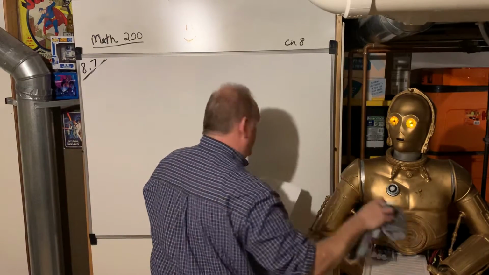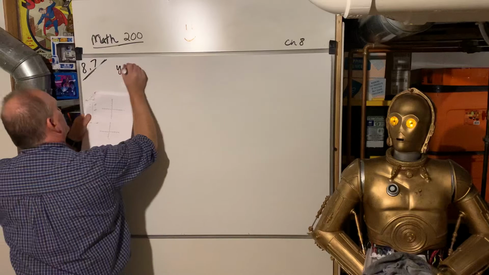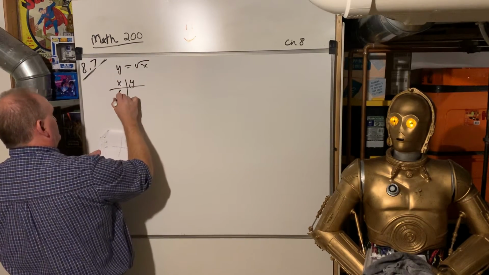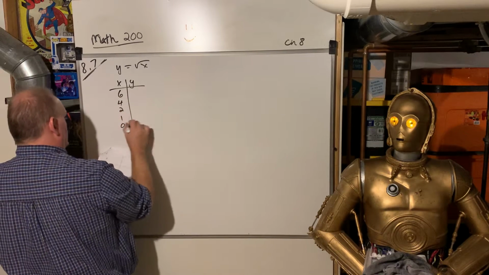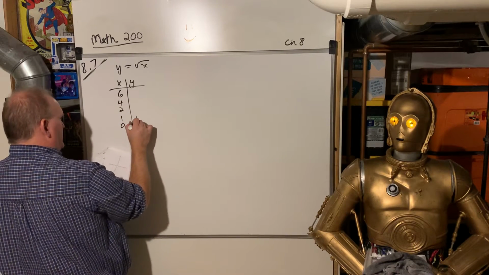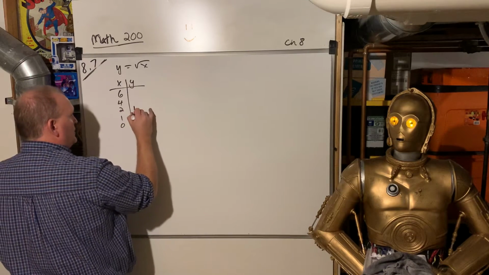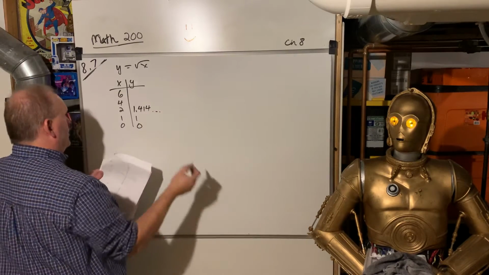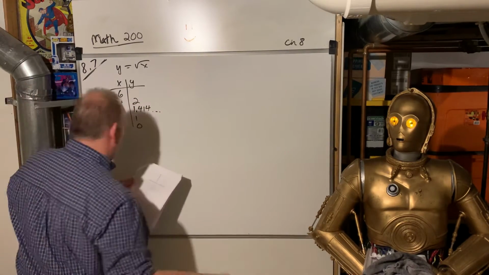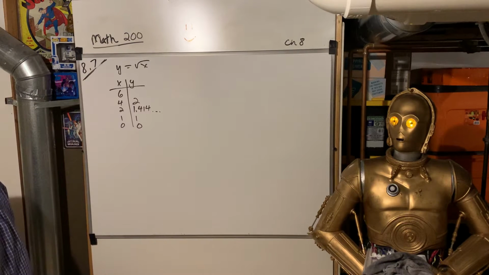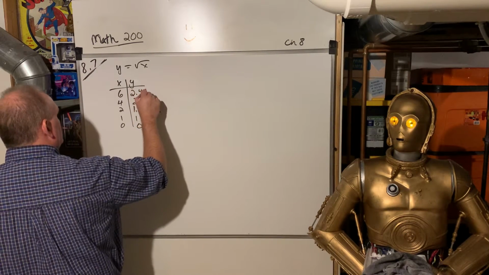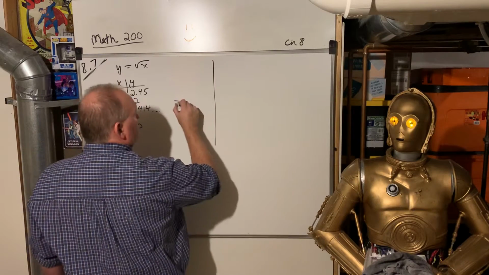So when we're identifying the domain here, y is equal to the square root of x. But now look, they did an xy table where they have 6 and 4 and 2 and 1 and 0. So when it's 0, it's 0. When it's 1, it's 1. When it's 2, it's 1.414, and so on. 4, the square root of 4 is 2. The square root of 6, I don't know what the square root of 6 is. What is the square root of 6? It's 2.449. We'll call it about 2.45. Okay, and so let's graph this.